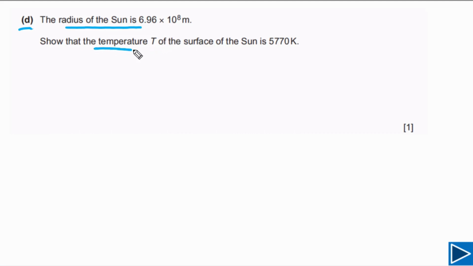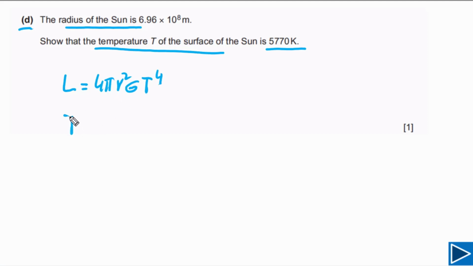We need to show that the temperature of the surface of the sun is equal to this. This question is quite straightforward because the luminosity of the sun is already given, so we can simply use the Stefan-Boltzmann law. According to the Stefan-Boltzmann law, luminosity is equal to 4 pi r squared times sigma times T to the power of 4, and this is temperature in Kelvin. If we use SI units, our final answer will be in Kelvin.